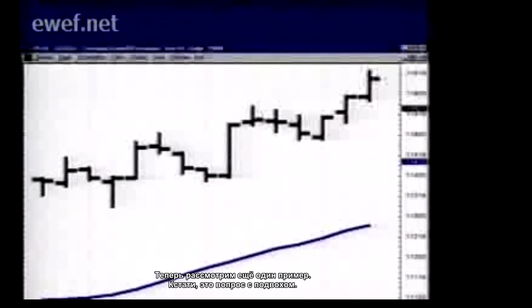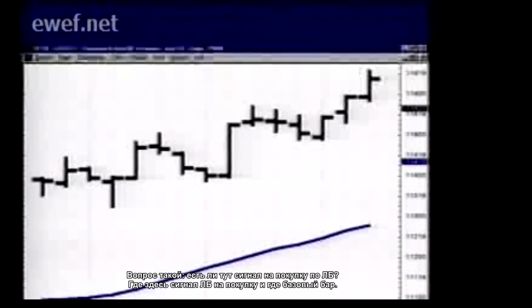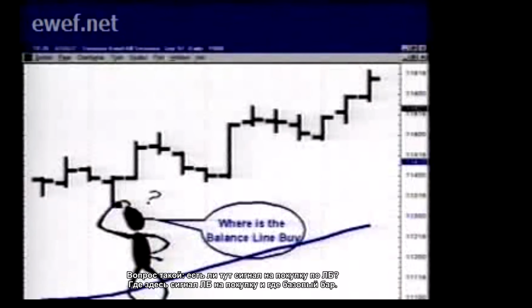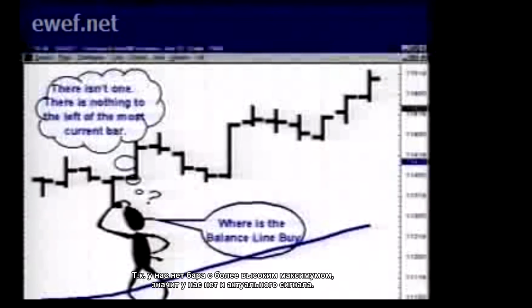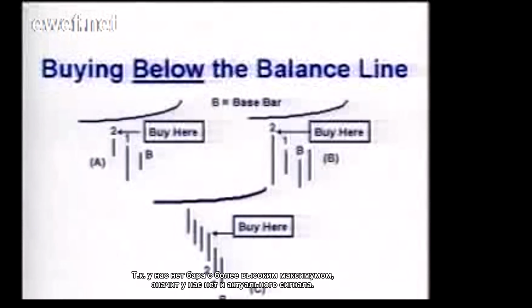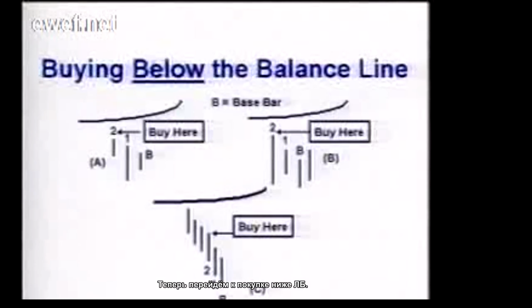Now, let's take another. This is a trick question, by the way. And the question here is, is there a balance line buy? Where is the balance line buy on the most recent bar? And remember that to have a balance line buy, you have to read from right to left, and the signal must be a higher high than the last bar. Well, since there isn't a higher high, then there's no signal there. Now let's move on to buying below the balance line.